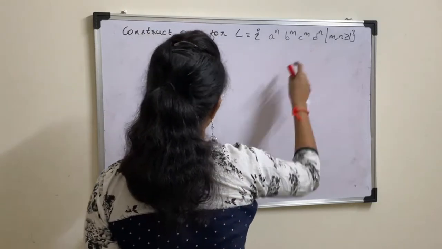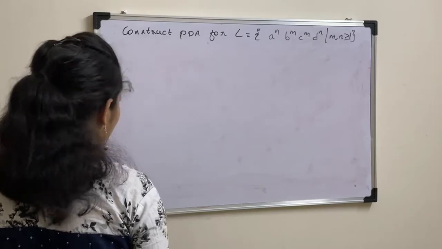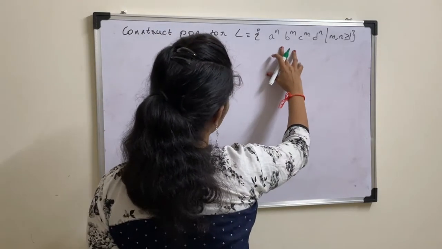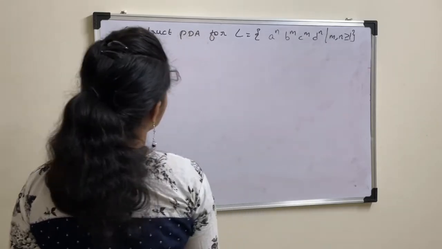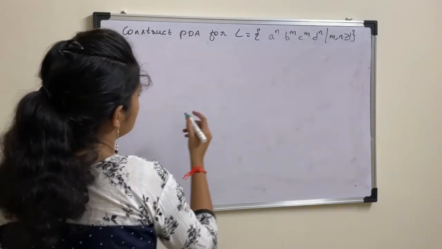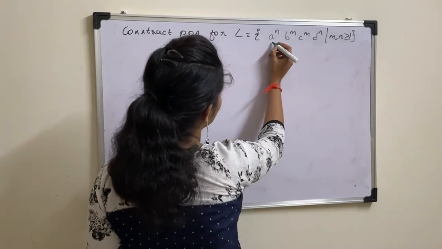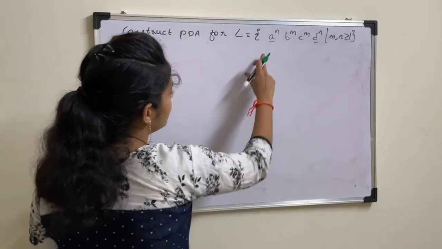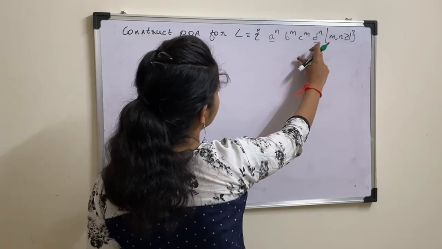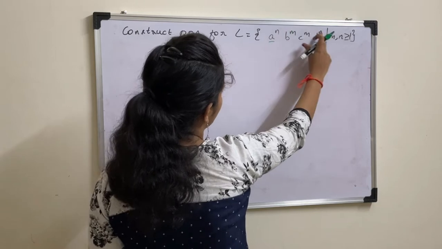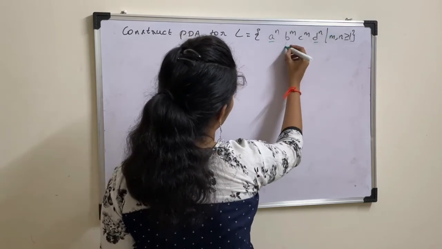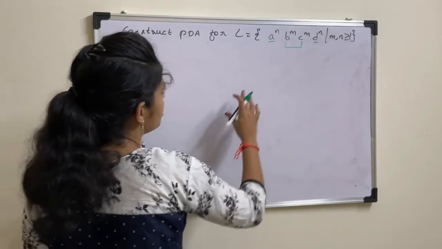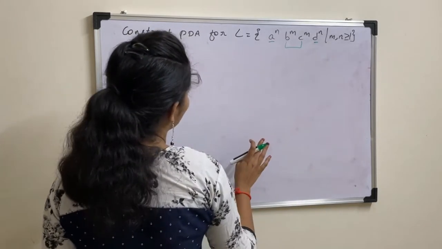This is a 4-length string. Initially we considered 2 elements, then 3, and now we'll see 4-element strings also. So now just identify the pairs of elements. Here if you observe, the number of A's is equal to the number of D's, whereas the number of B's should be equal to the number of C's. Based on this logic, you can solve this problem.